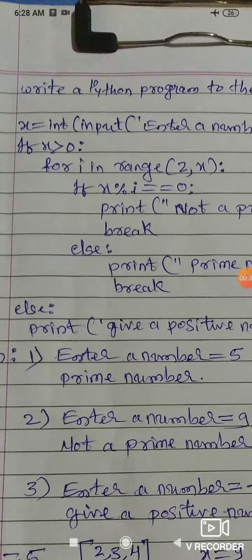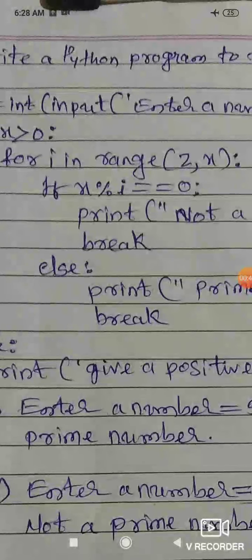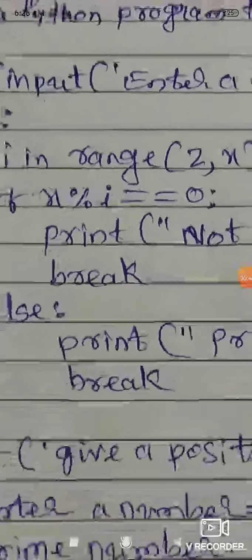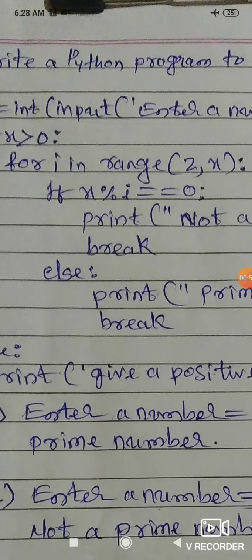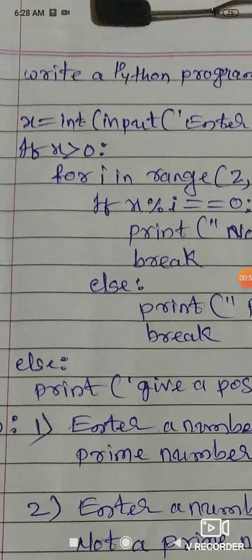First I will explain what a prime number is. It is a natural number greater than 1 which is divisible only by 1 and itself. I hope you know this definition of a prime number. So how do we write the program to find whether the number is prime or not?